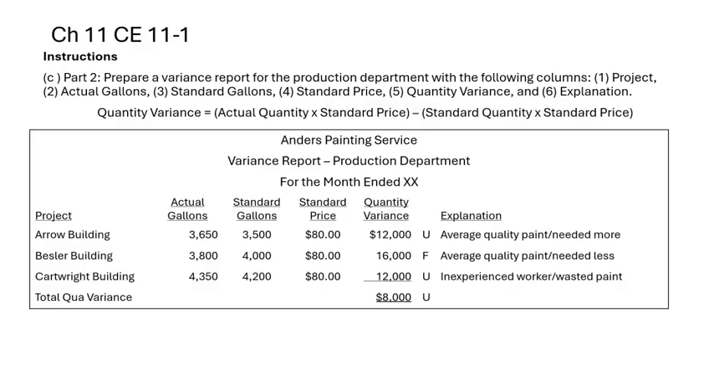And the explanation, so we're $12,000 unfavorable for the Arrow building, and it was average quality paint needed more. Bessler building, favorable, $16,000. Average quality paint needed less. So in this case, the paint between the two looks like it's mixed, whether they're going to need more or less for each project. And then the Cartwright building, $12,000 unfavorable. Again, inexperienced worker, wasted paint is the explanation. We were $8,000 unfavorable for the total quantity variance.